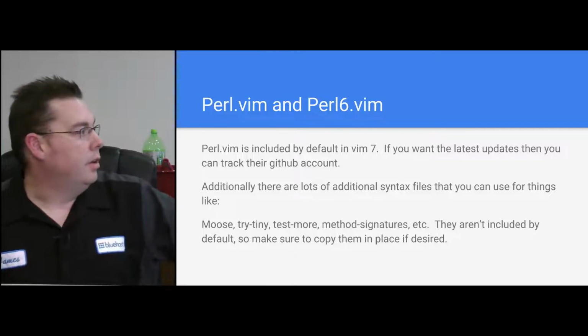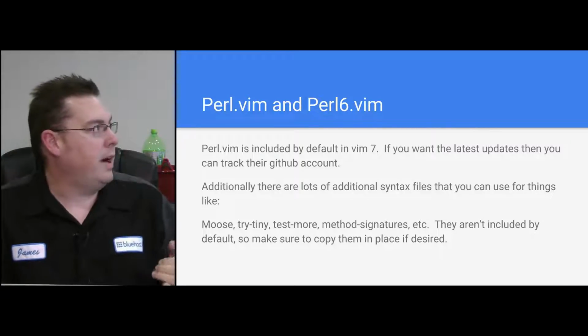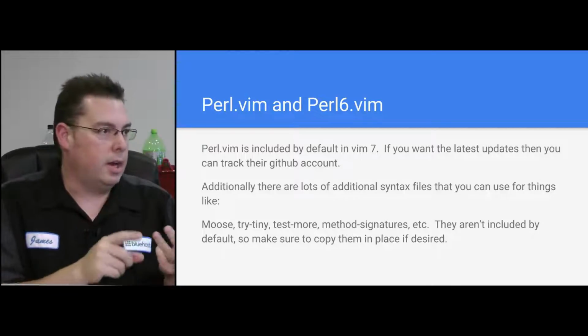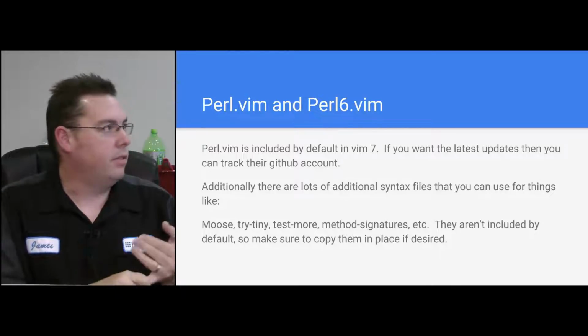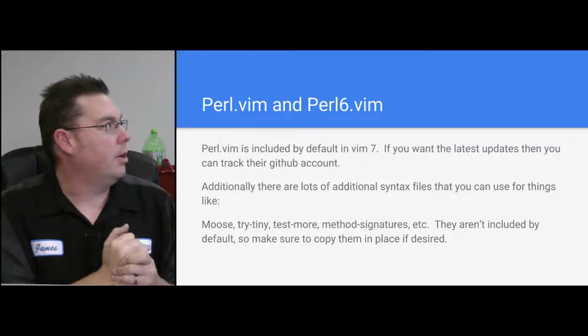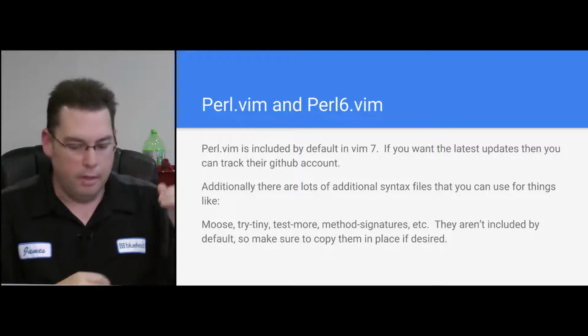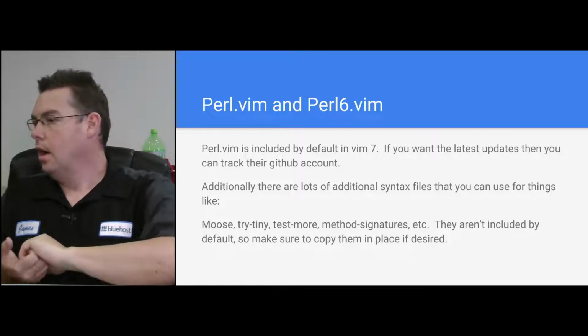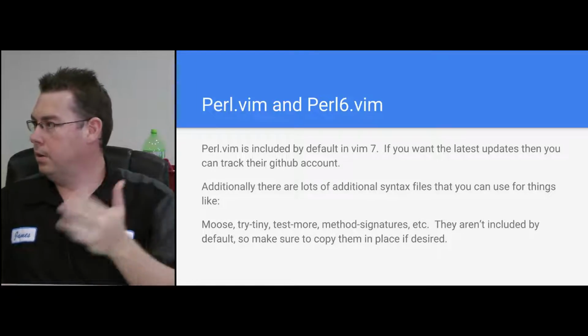So you can get, and this provides, like I said, syntax, highlighting, and folding, just a whole bunch of stuff for making your Perl nice. Additionally, it's in GitHub. So you'll put it in your .vim plugin.